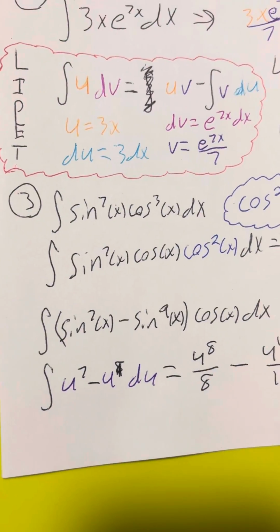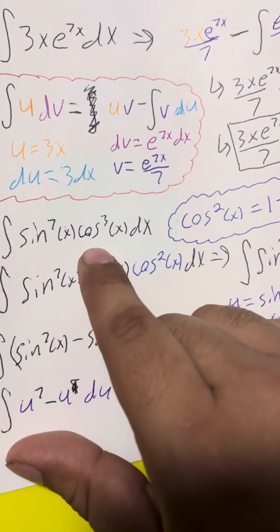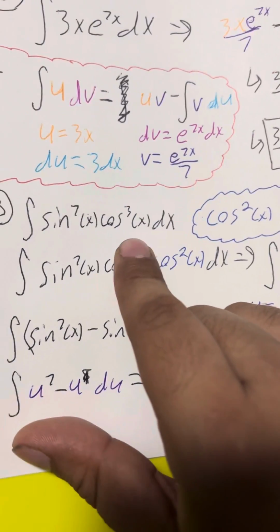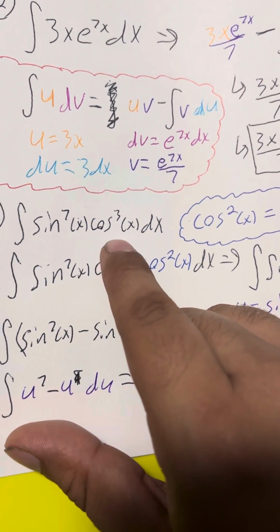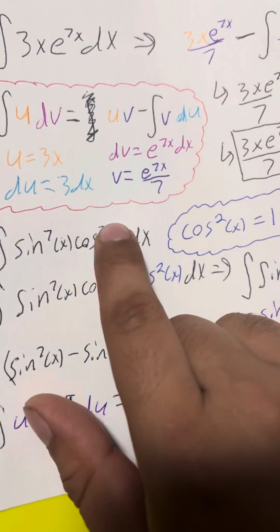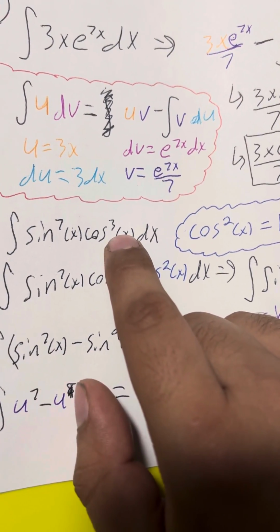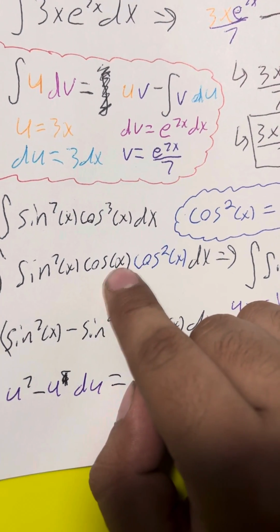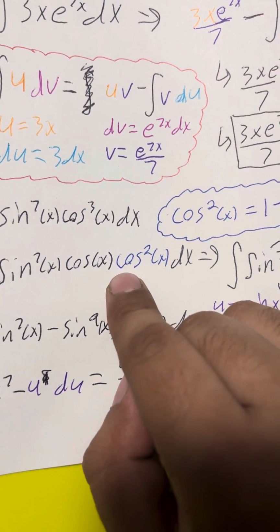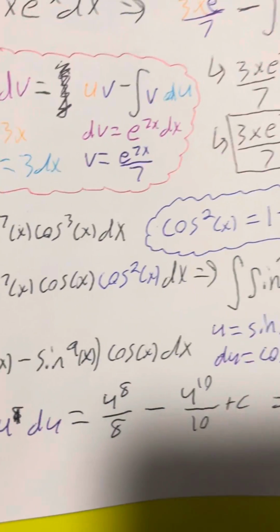For the last question, I had to integrate sine to the power of 7x times cosine to the power of 3x. I started with the trig function which had the lowest exponent, which was cosine to the power of 3. I ended up simplifying it into cosine of x times cosine of x times cosine to the power of 2 of x.